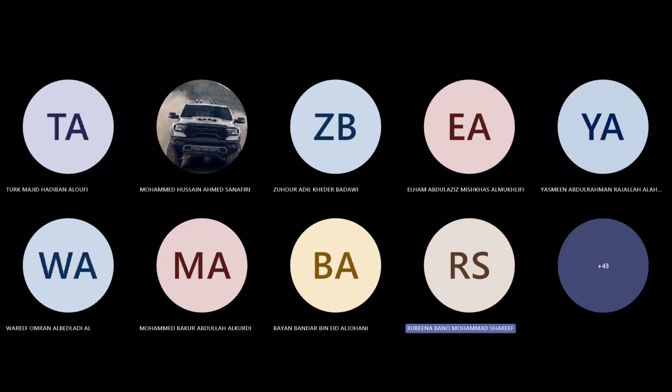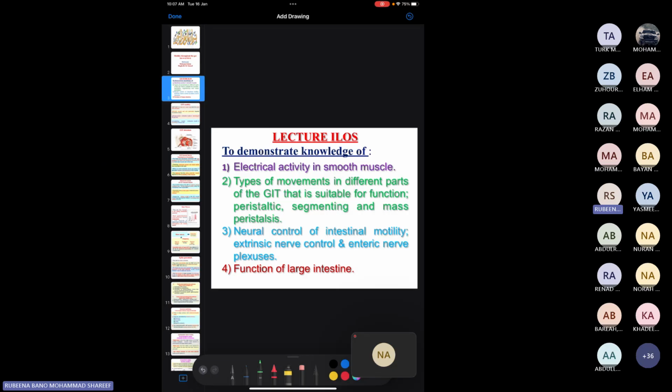Motility throughout the gut. Okay, gut means we are focused on two structures: small intestine and large intestine. By the end of the lecture, you should be able to explain the mechanism of electrical activity in smooth muscles, the different motility like peristalsis, segmenting contraction, mass movement. Also, the neural control, which is of two types: extrinsic nervous control and enteric nervous control. Also, you should know the functions of large intestine. So, let's start.